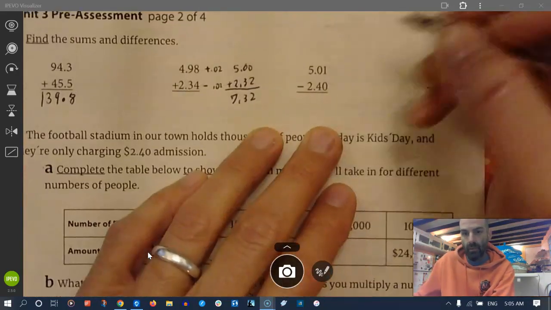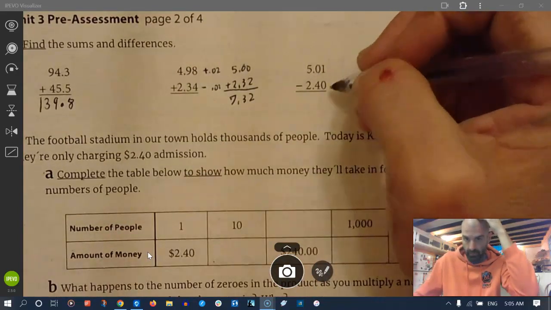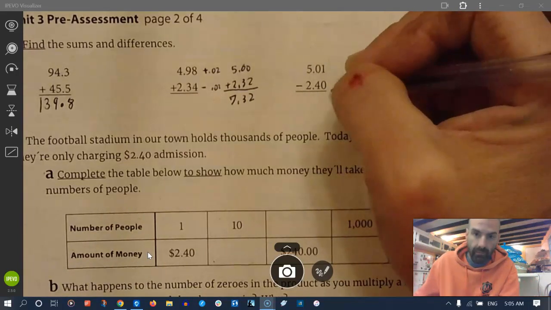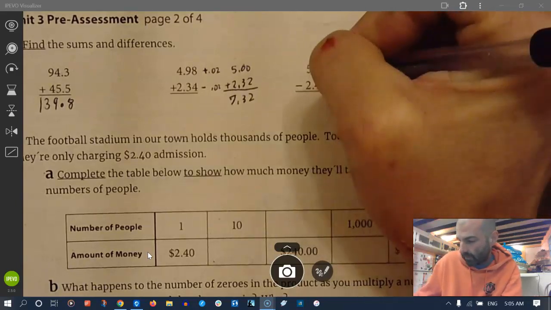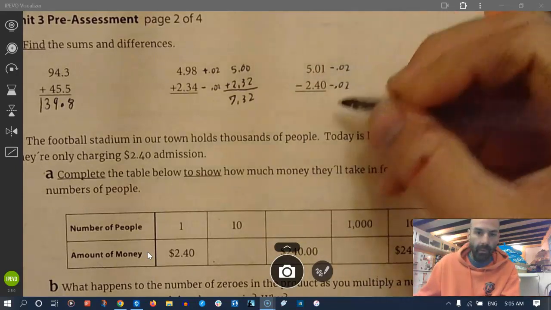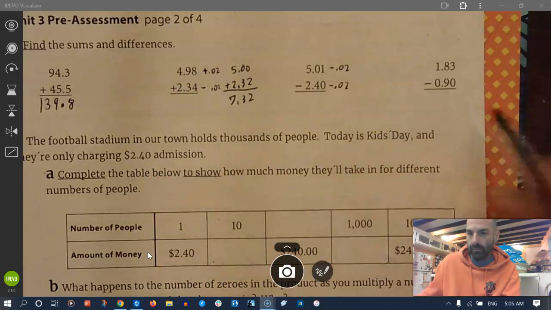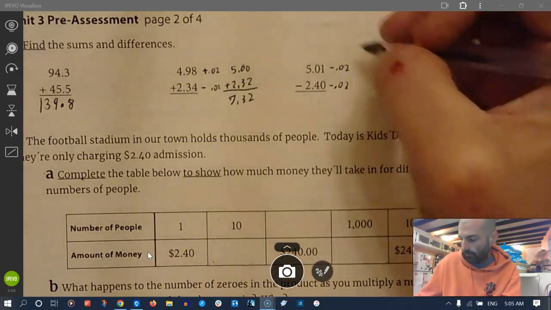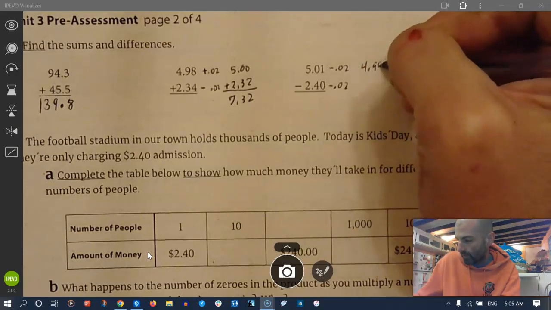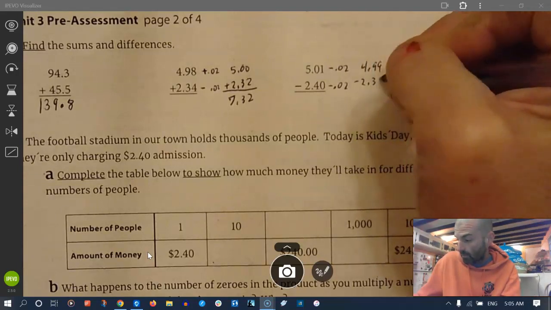Here we have 5 and 1/100th minus 2 and 40 hundredths. Again, I do see some carrying. I like to have 9s up here. So I'm going to take 2 hundredths here, 2 hundredths here. Remember, when we're subtracting, we have to do the same thing to each one. When we're adding, we do give and take. So that's going to get me down to 4 and 99 hundredths minus 2 and 38 hundredths.